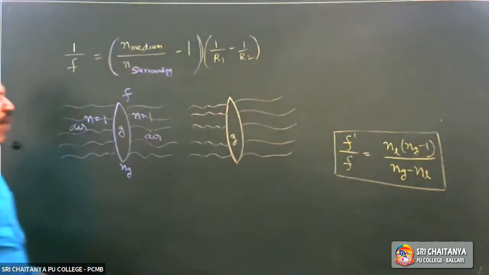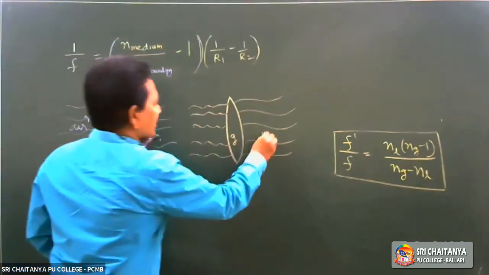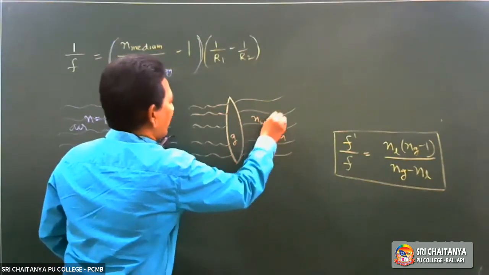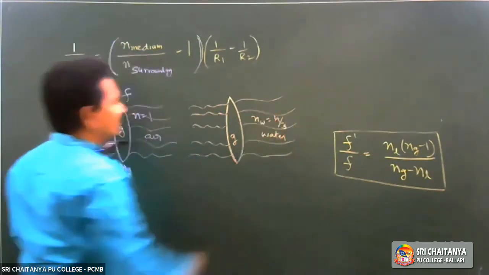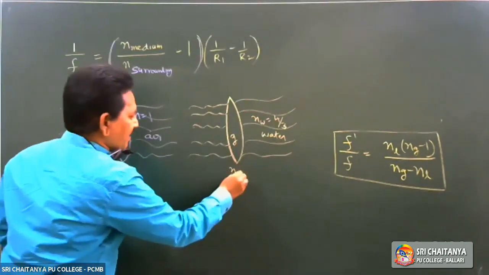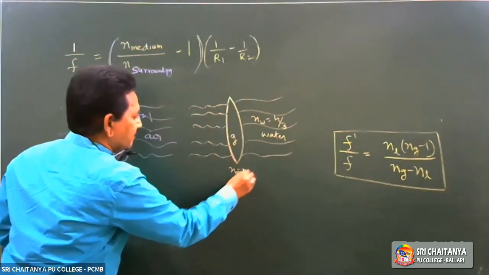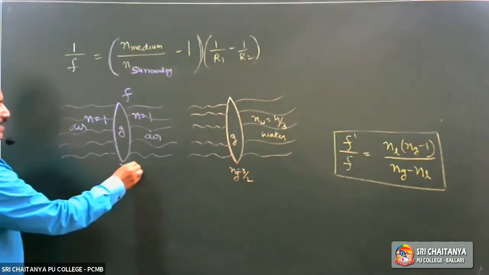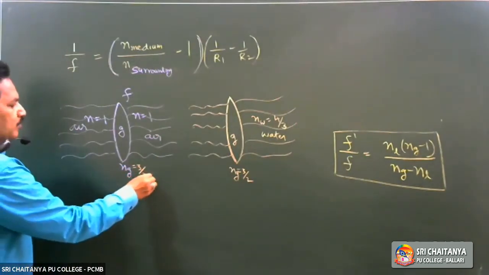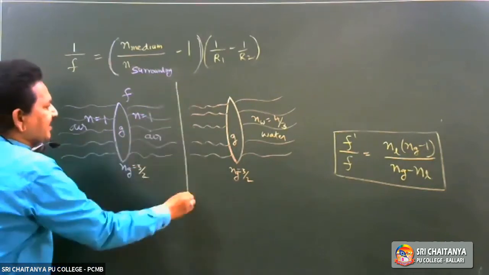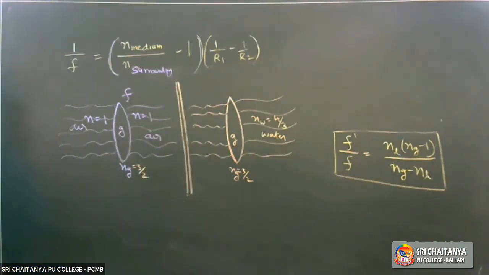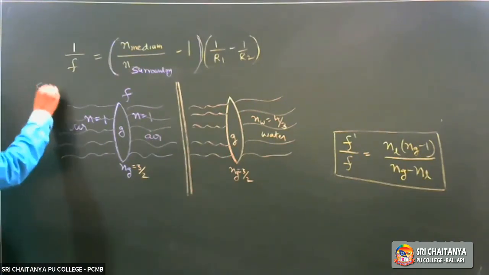Dipped inside water. What is the refractive index of water? We know 4 by 3. Refractive index of glass 3 by 2. First it is in air medium. Focal length is F. Special case.